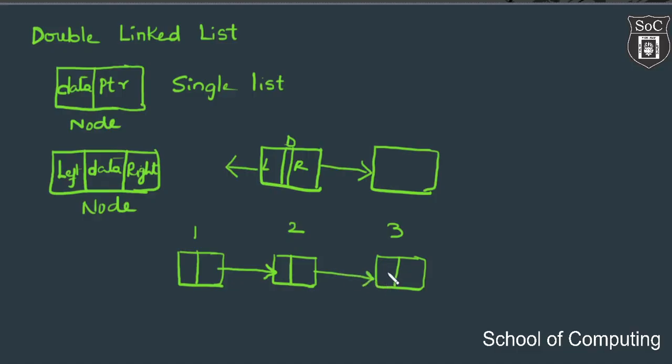Now, what do you mean by circular linked list? Circular linked list means that if the pointer of the third node, the last node, is pointing to the first node, so that it forms a circle, then the list is called a circular list.